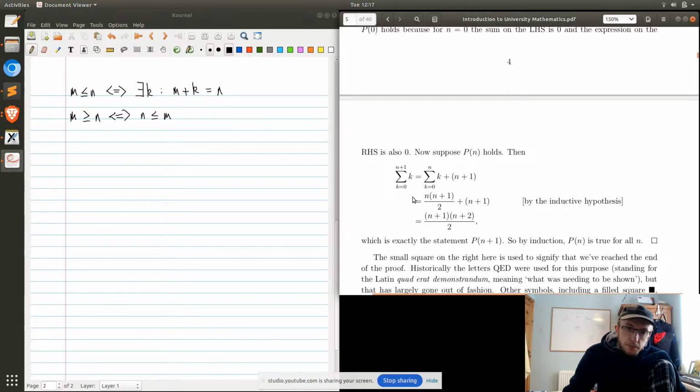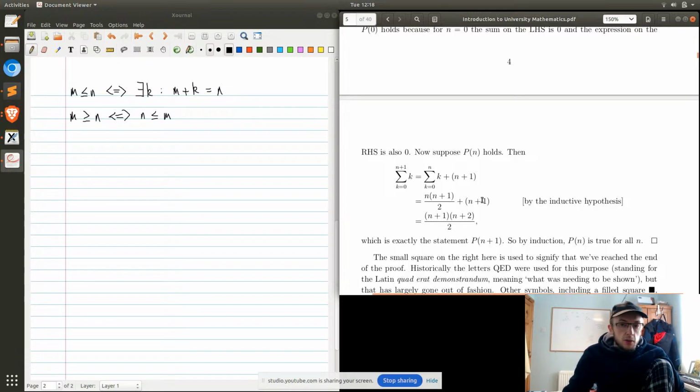Then the sum from k equals 0 to n plus 1 of k is, by definition, the sum from k equals 0 to n of k plus n plus 1, the natural number immediately after n. Now, we've supposed by the inductive hypothesis that this portion here can be replaced with n squared plus n all over 2.